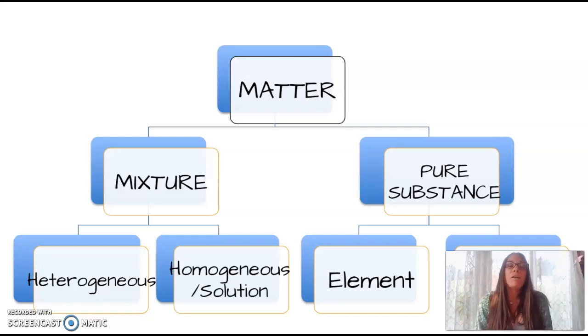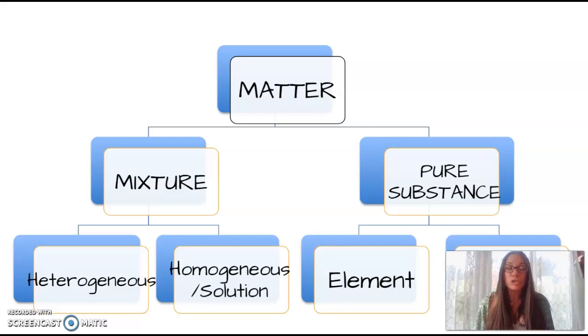An example of a heterogeneous mixture would be something like trail mix or pasta salad or cereal. Things that when you look, you can identify the different pieces of that substance, and you can easily identify them from one another.